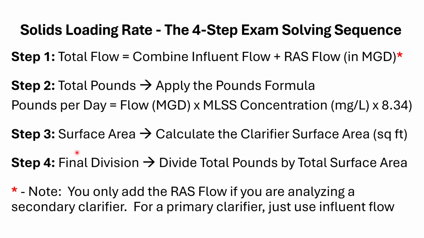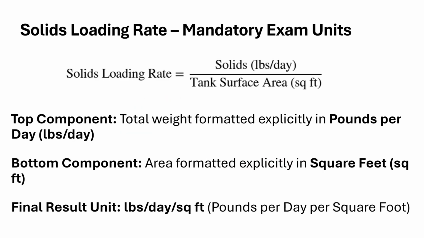Okay. You calculate the surface area in square feet, and then you just divide the total pounds in step 2 by the total surface area calculated in step 3. Okay. And here it is again. Top component, total weight, explicitly pounds per day. That's what you want. The bottom component, explicitly square feet. Your final result of your solids loading rate, pounds per day per square foot.